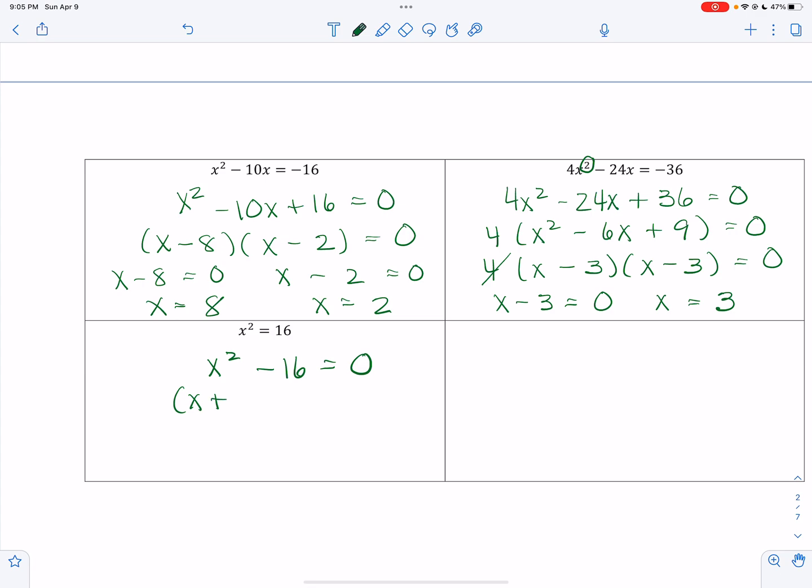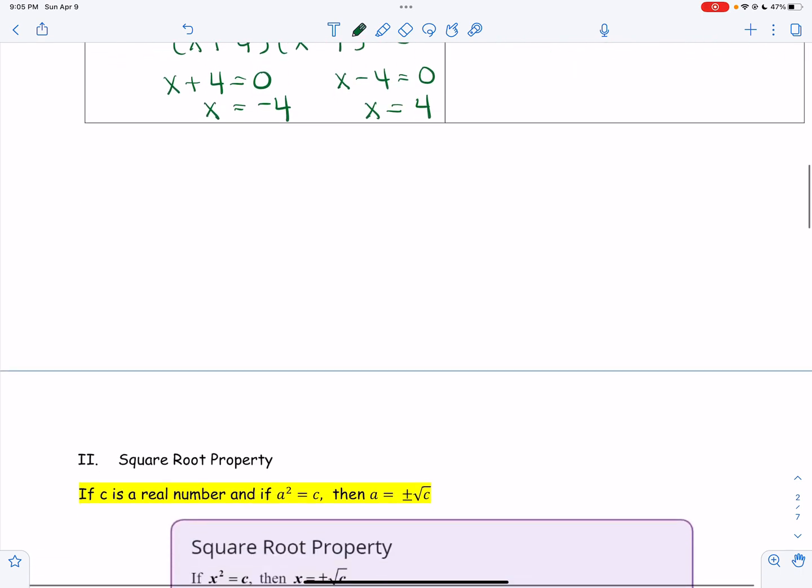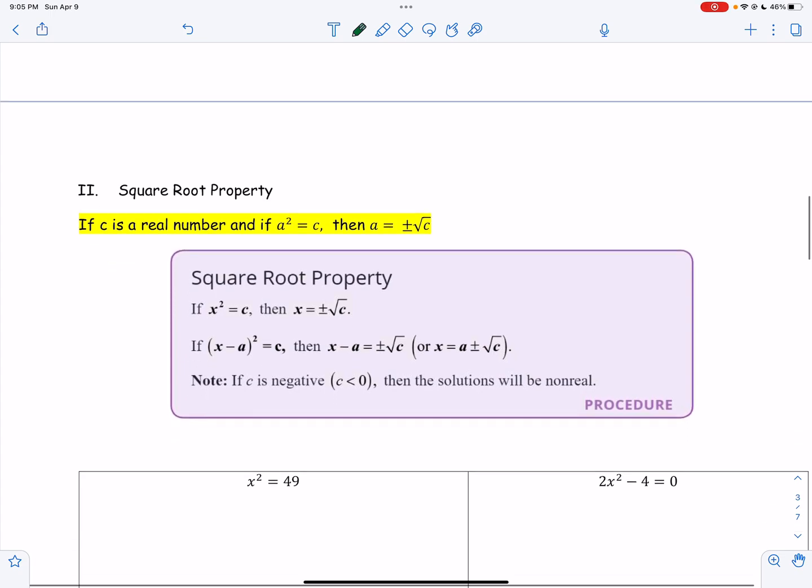This is a difference of two squares, so I'm going to have x plus 4 and x minus 4 as my factors. Then I solve and get one solution of negative 4 and the other solution of positive 4. So factoring was the only way that we had to solve a quadratic equation. Now we're going to look at what is called the square root property.